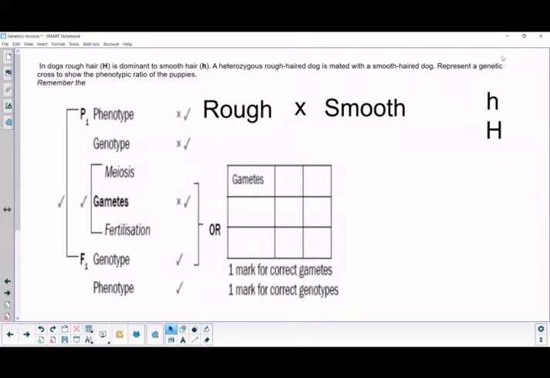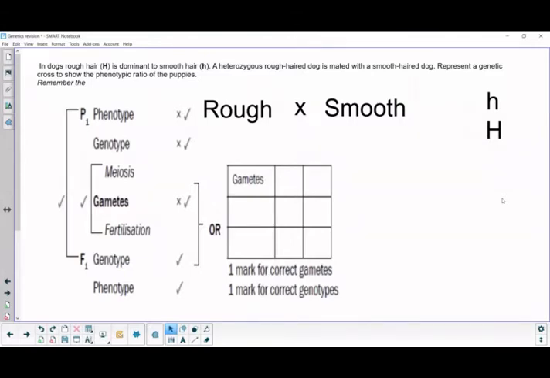Let's go to 1 or 2 questions with regards to this. This first one that we have over here says that in dogs, rough hair is dominant. So we know that we are going to be busy with complete dominance with this question. It's dominant over smooth hair, which is then recessive.